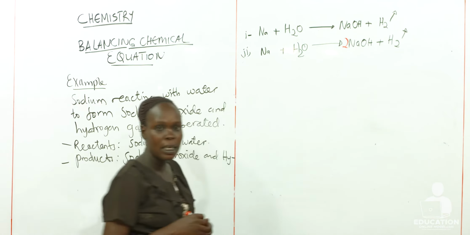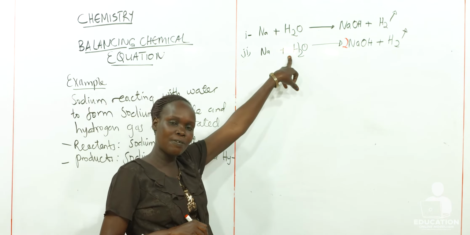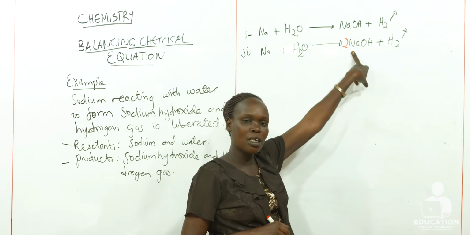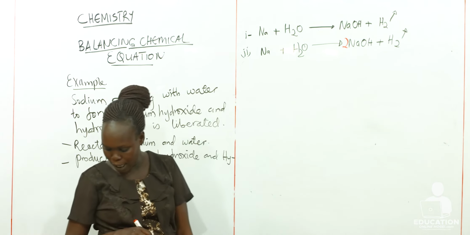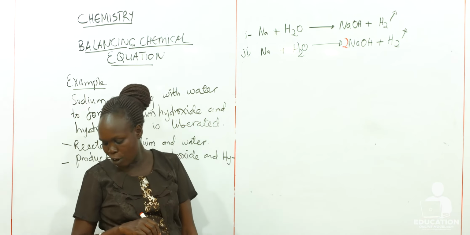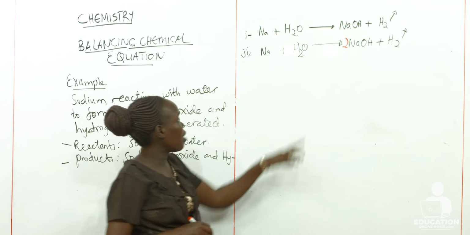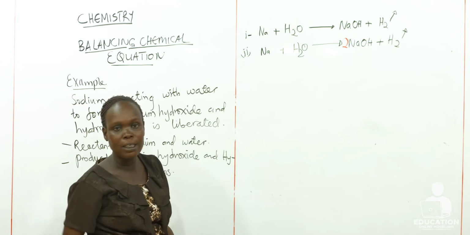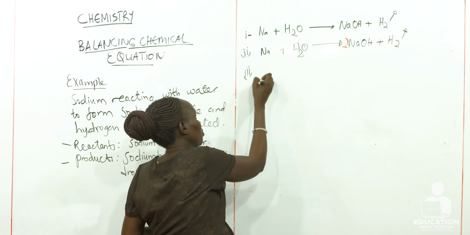at the product side. So if you count now, we have 2 atoms of hydrogen at the left hand side, but we have 4 atoms of hydrogen at the right hand side. So it means still the equation is unbalanced. So now make sodium atoms equal by adding 2 in front of sodium on the left hand side of the equation. We need also to add another one at the product side. So we go to step number 3. We make sure that we balance.